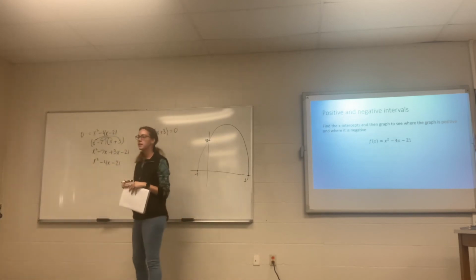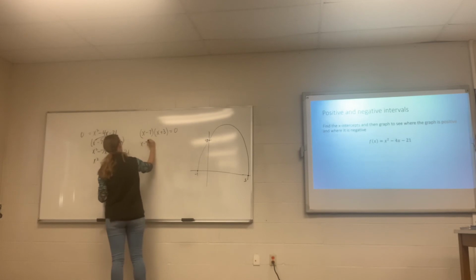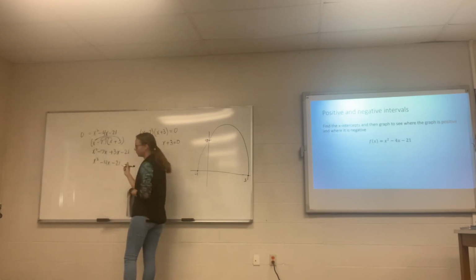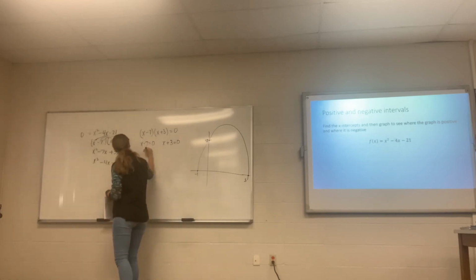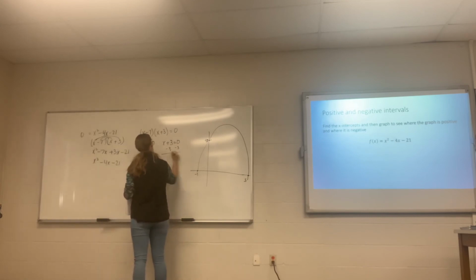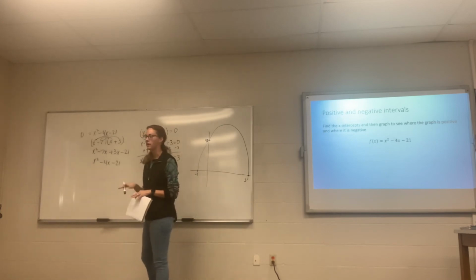Now I can take each of those factors and set them equal to 0. So I would have x minus 7 equals 0 and x plus 3 equals 0. From here, I can add my 7, so I end up with x equals 7, and subtract my 3, and I find out my x is going to be negative 3.